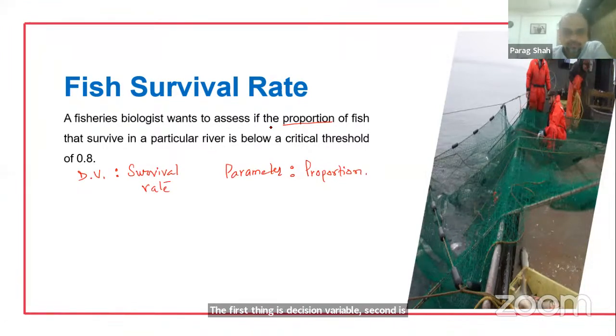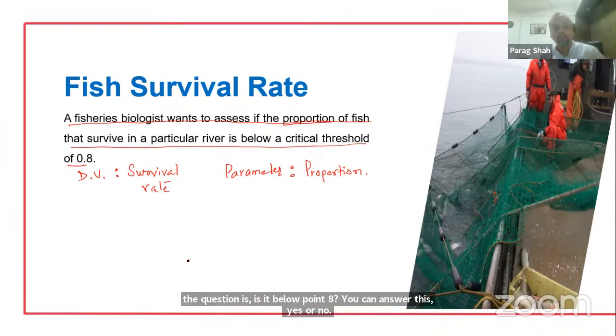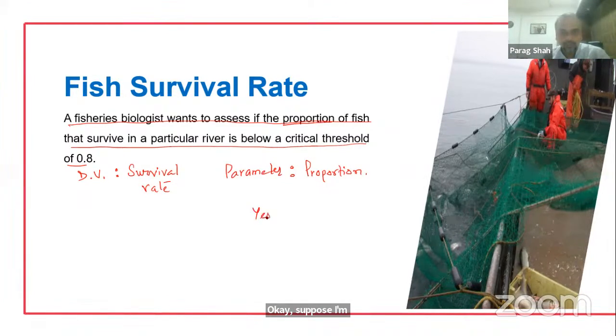What is the question asked? A fisheries biologist wants to assess if the proportion of fish that survive in a particular lake or river is below a critical threshold level of 0.8. So the question is, is it below 0.8? You can answer yes or no. Suppose I'm answering yes, it is below 0.8. So proportion below 0.8 means less than 0.8. Whatever is given to you, below, we say below means less than 0.8.